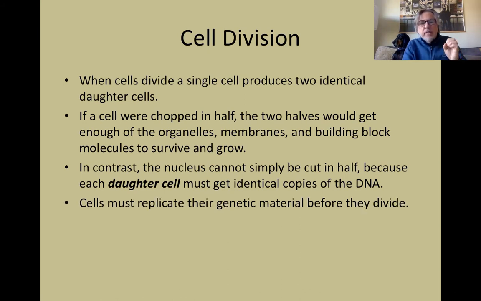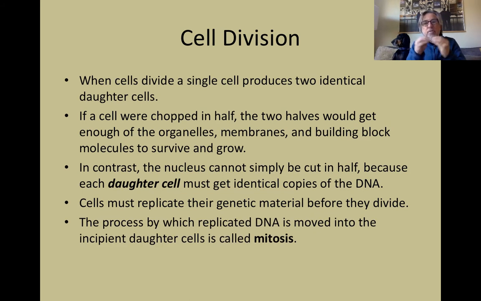So this means that cells must replicate their genetic material before they divide, and you've already seen how DNA replication occurs. And then that DNA must be carefully pulled apart so that each daughter cell gets a full copy of the genes. The process by which the DNA is separated is called mitosis.